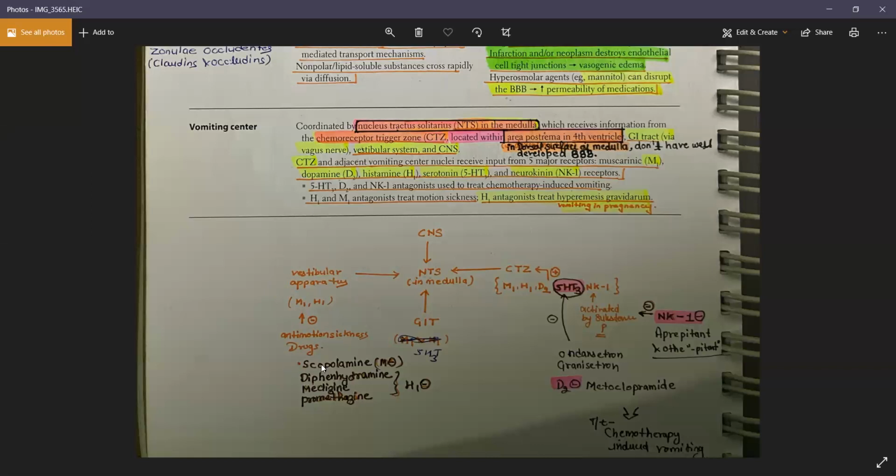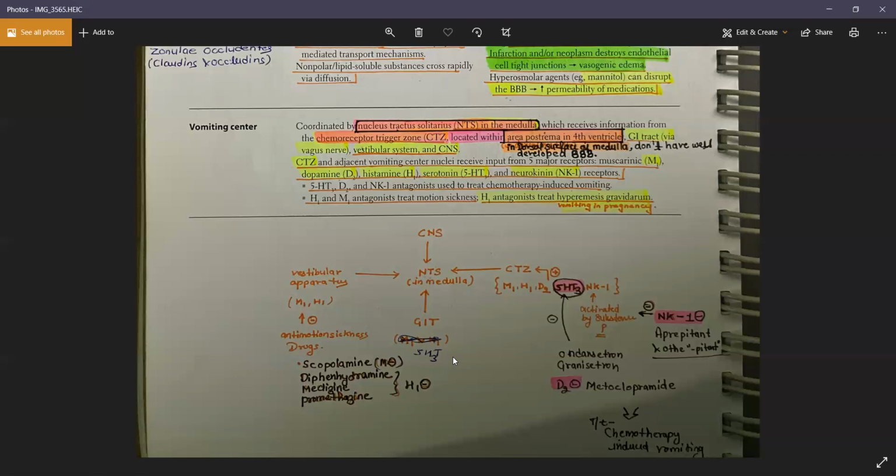So the drugs include scopolamine, which is the muscarinic inhibitor. Then you have diphenhydramine, meclizine, and promethazine as the histamine inhibitors. For the GIT, you want to give the patient ondansetron, remember, which is an anti-emetic agent. That inhibits the serotonin receptors in the GIT, and that's why with any GI problem, whenever you get vomiting, you always give the patient ondansetron, because you know that in the GIT you have serotonin which will be inhibited by the ondansetron.